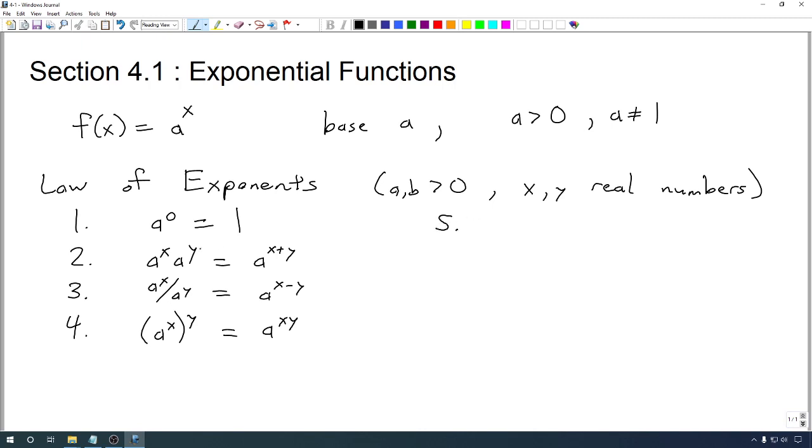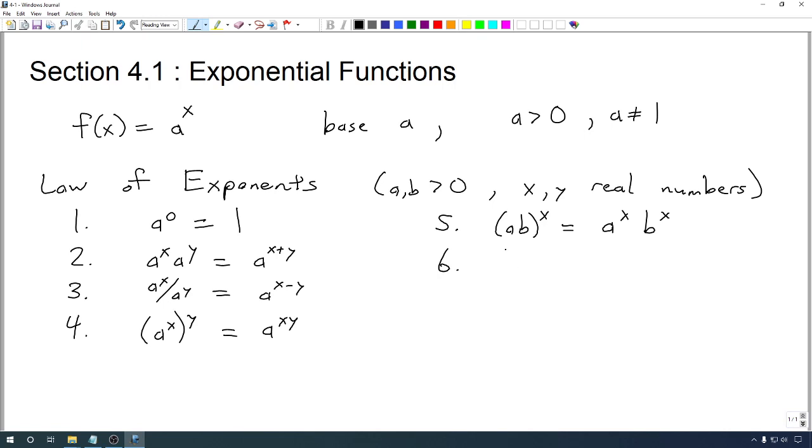Number 5, so all these 4 here dealt specifically with the same base in all the cases. Property 5 is going to be a little bit different. Here we're going to have 2 different bases, but we're going to have one exponent. If we take a times b and then raise that result to the x power, it's the same thing as if we took a to the x power and b to the x power and we multiply the results together.